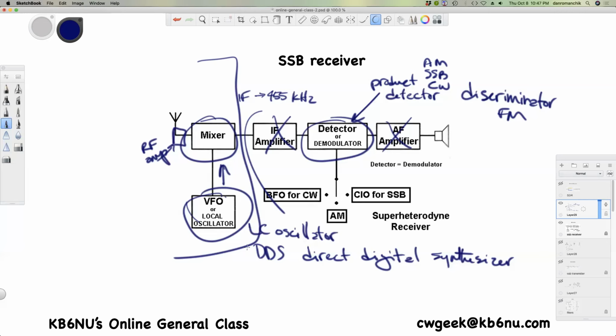Any questions about digital synthesizers? All the new radios you buy today will have these things. And like I say, it's just fantastic. All right.